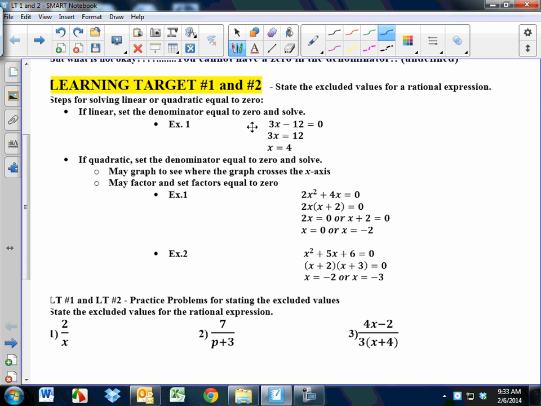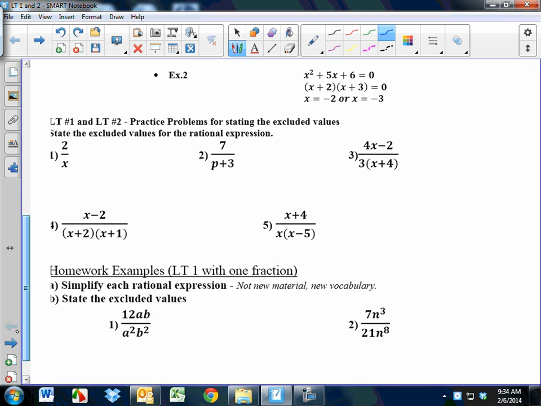First of all, the way it will ask the question is it will say state the excluded values for the rational expression. A rational number, remember, is just basically a fraction. So I've reminded you how to solve equations, solve quadratics. That's something you can look over. But the examples are here, 1 through 5. The directions say state the excluded values. So here's our example, 2 over x.